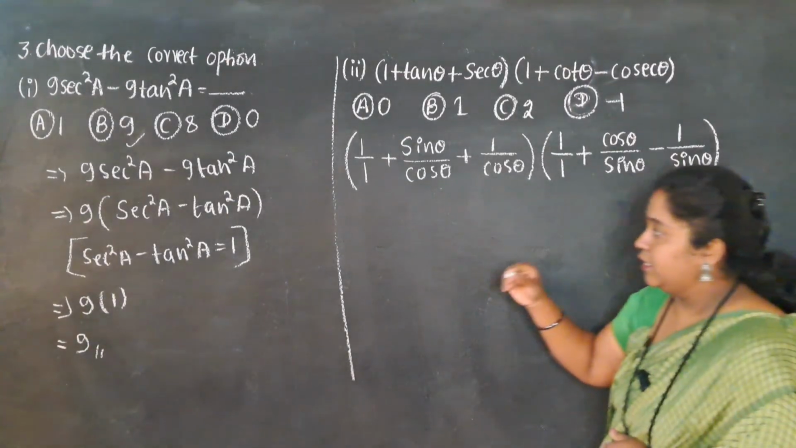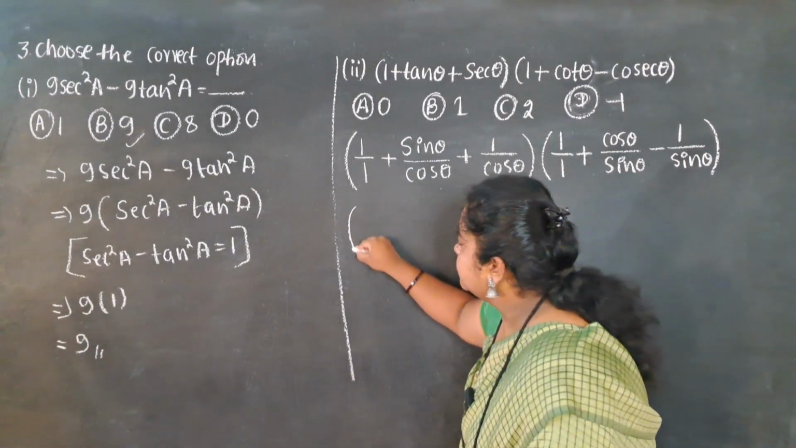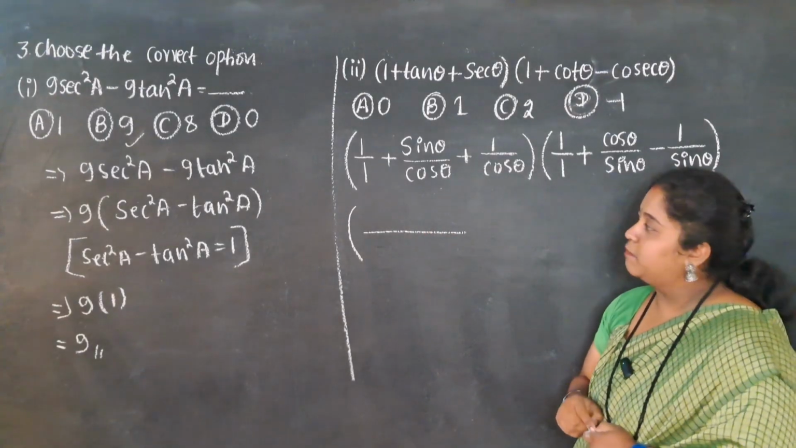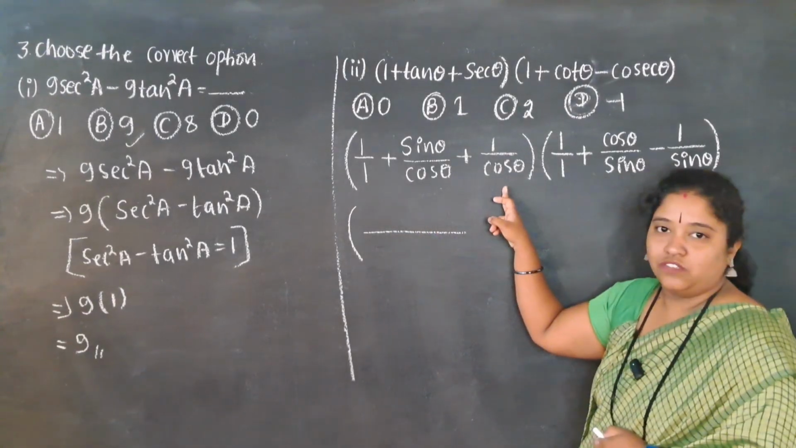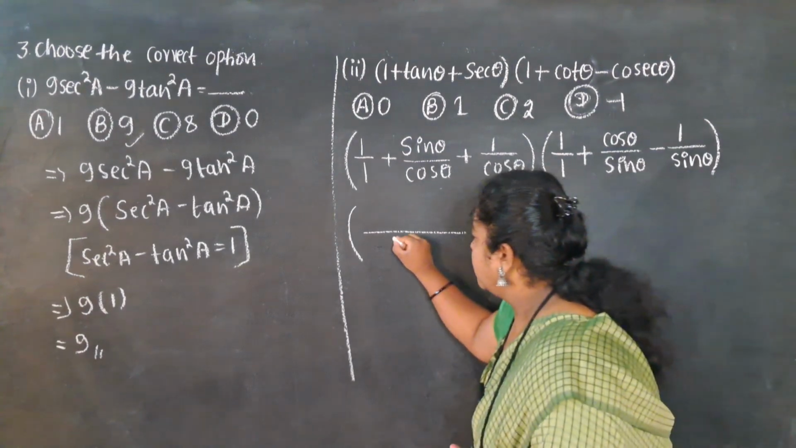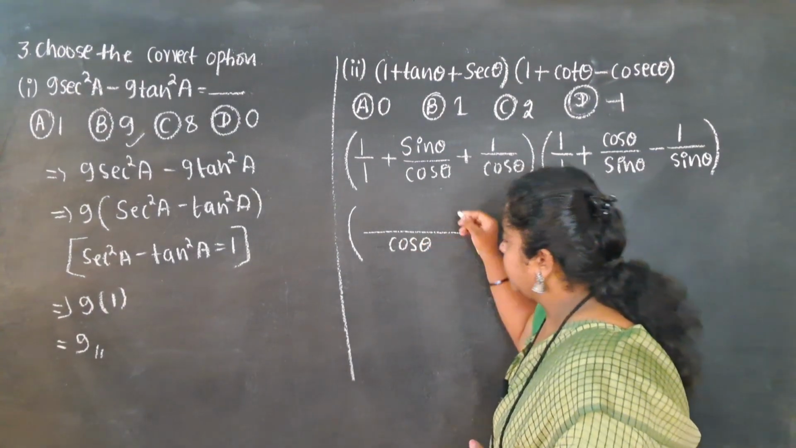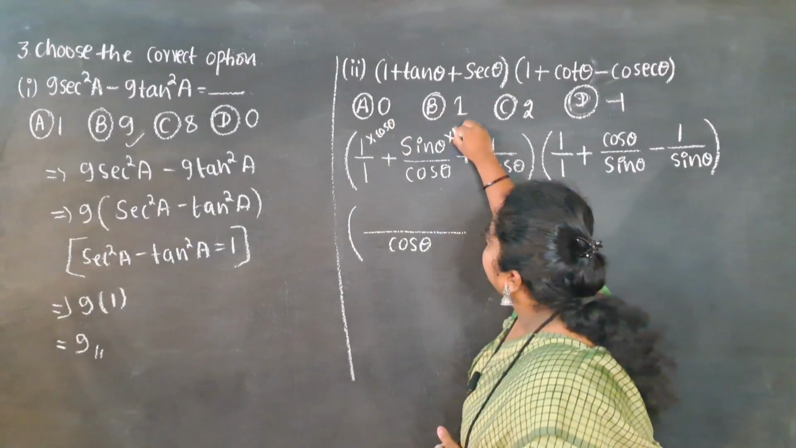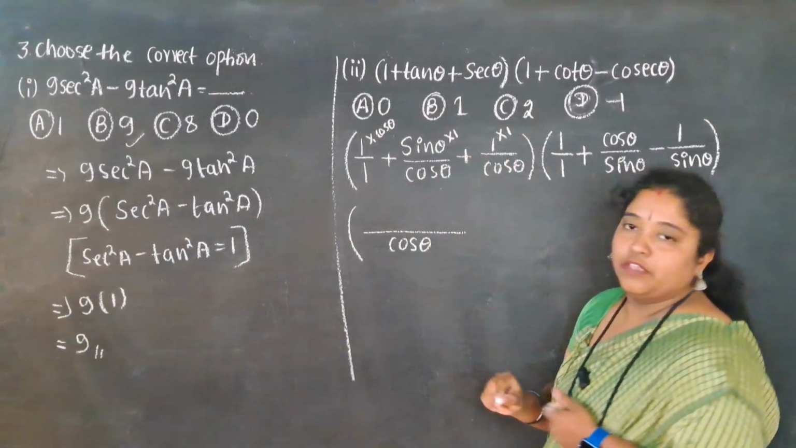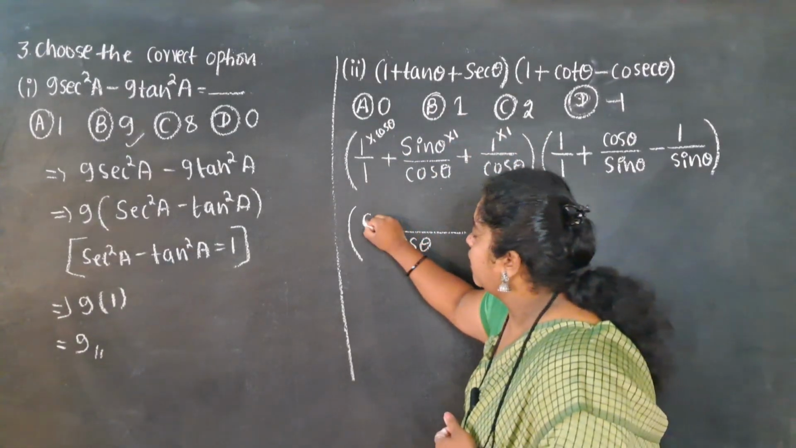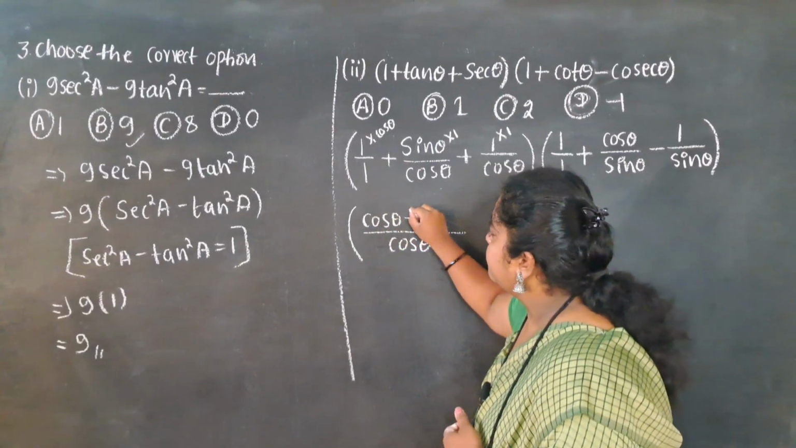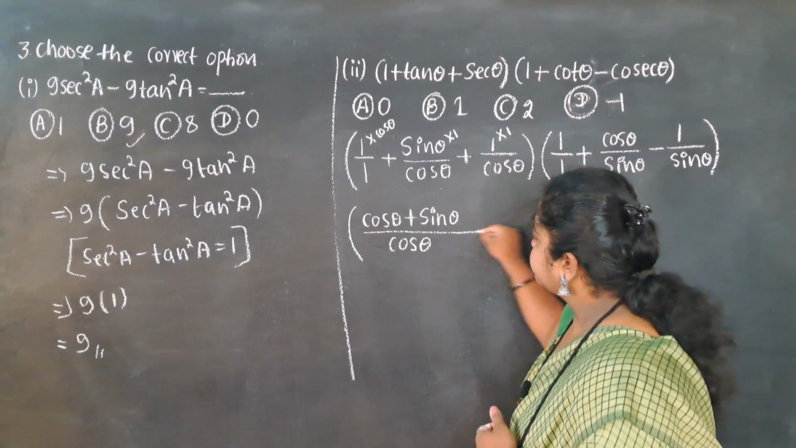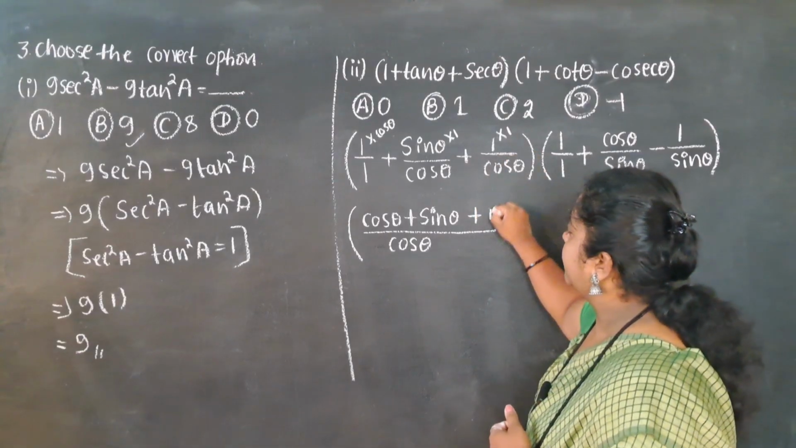Fine. Now look at the board. Now I'll take the LCM of the first part. What is the LCM of the first part? Look at the board. 1, cos theta, cos theta. Cos theta itself, right? So I'll be taking the LCM as cos theta. Here I have to multiply by cos theta, here into 1, here into 1. So 1 into cos theta will be cos theta, plus sin theta into 1 will become sin theta, plus 1 into 1 will become 1.